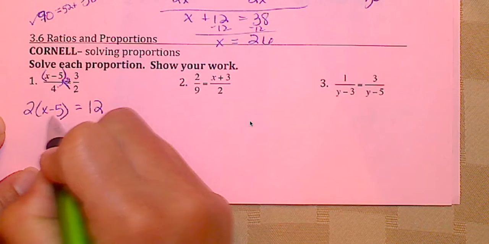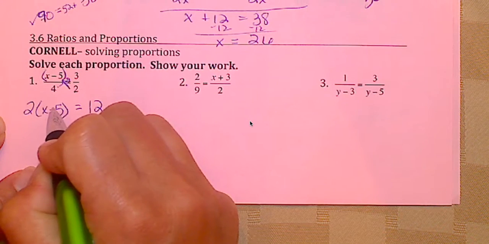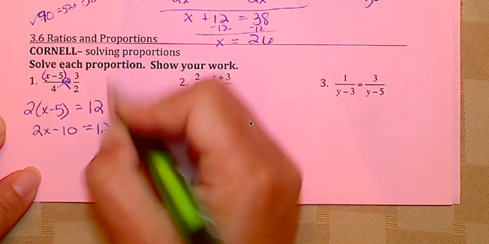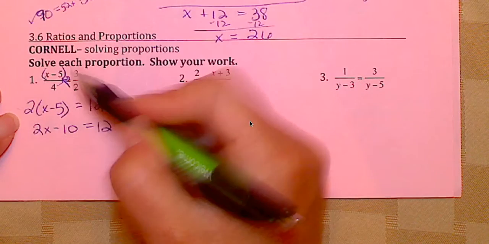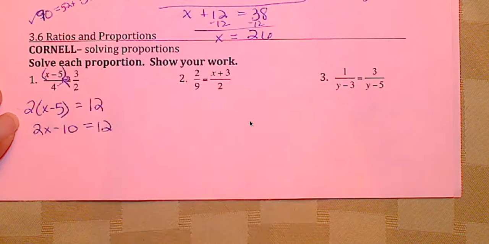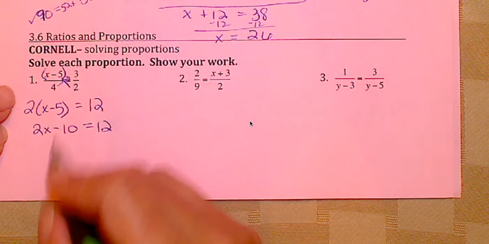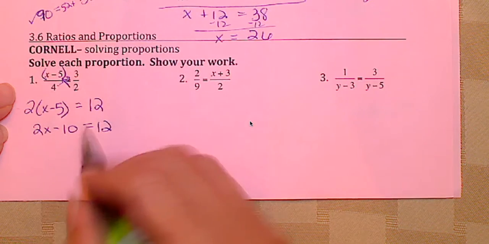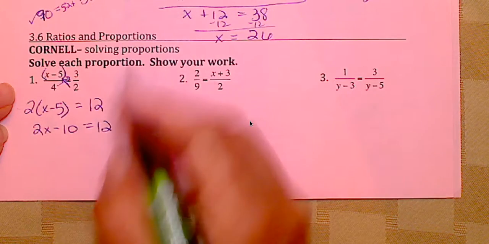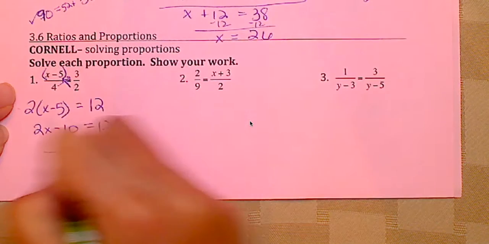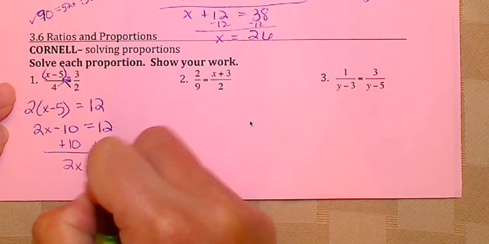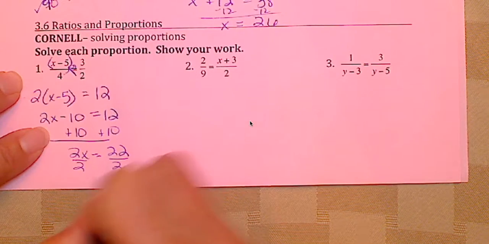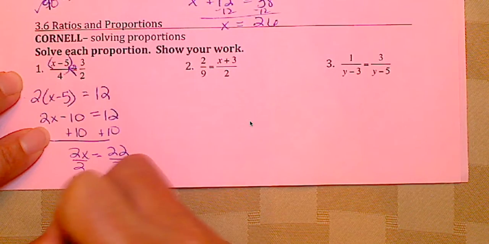So you can write it out, 2 times the quantity x minus 5 first, and then distribute it if you think you might have some trouble there. Or you can skip this step altogether and just distribute it as you cross multiply. Okay? And then this becomes a two-step solving problem. So we want to undo addition and subtraction first. So we add 10 to both sides. We get 2x equals 22. And we want to get x alone, so we divide by 2. We get x equals 11.